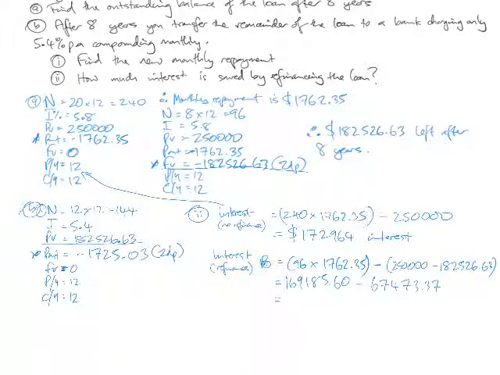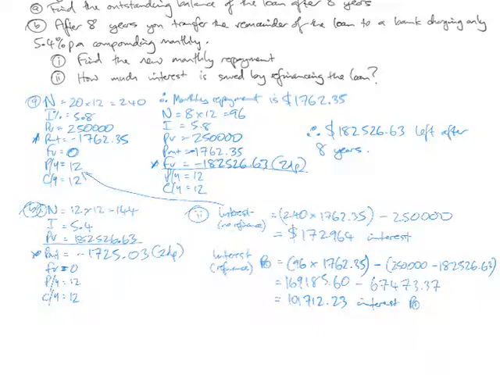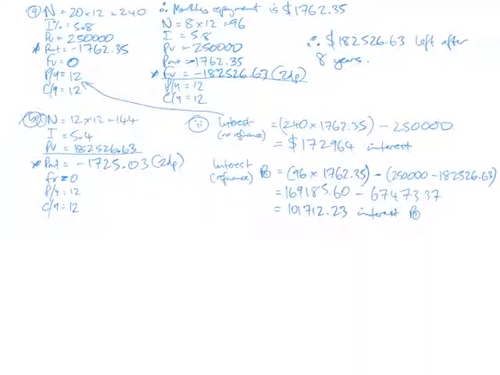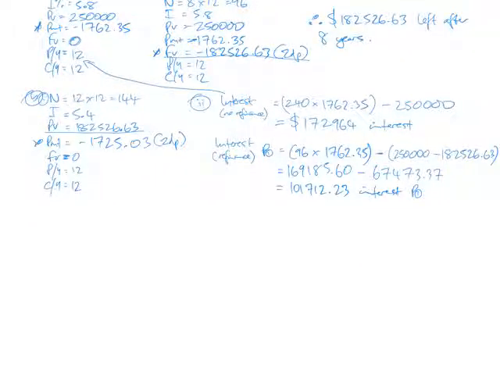So how much interest do you pay at the start of the loan? $169,185.60 minus 67,473.37. You actually paid $101,712.23 interest in part 1, the first 8 years. But that's not all the interest you paid. You paid interest in the second part, the last 12 years.